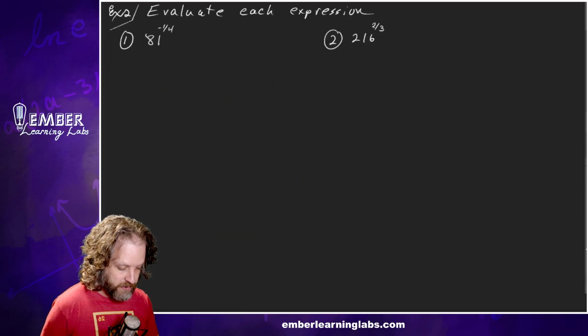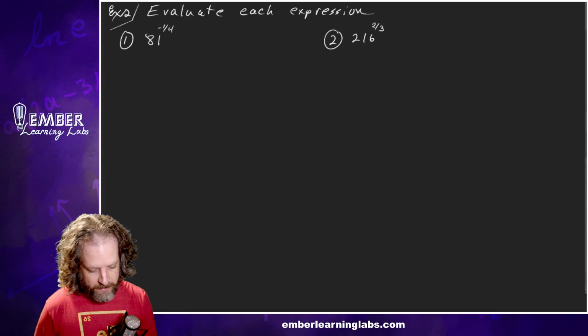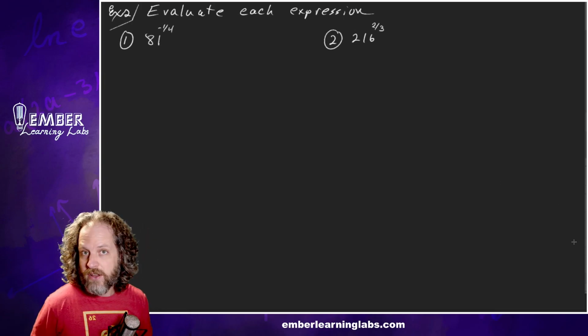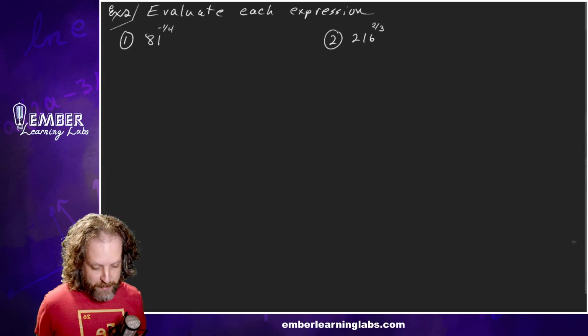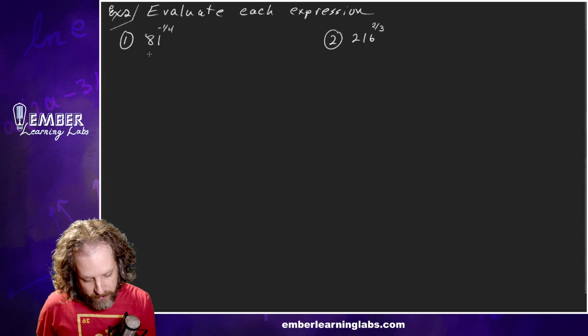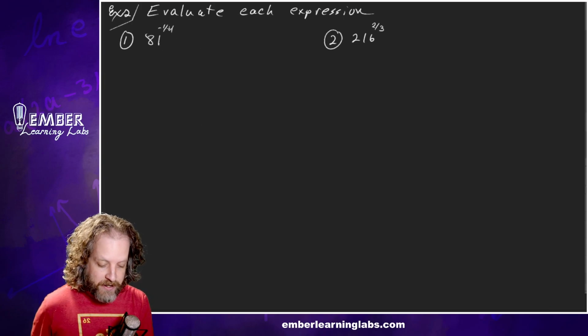So let's do another thing. We're going to evaluate each expression, and we're going to do this without a calculator. Basically, it's going to be easier than you might think. So this one: 81 to the negative 1/4.